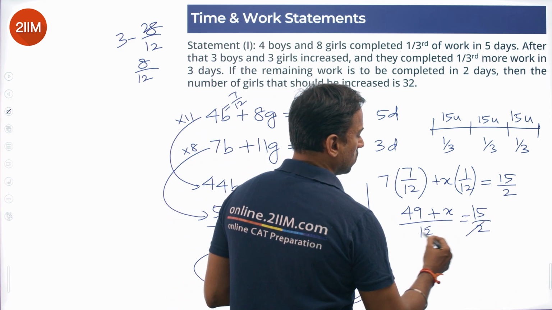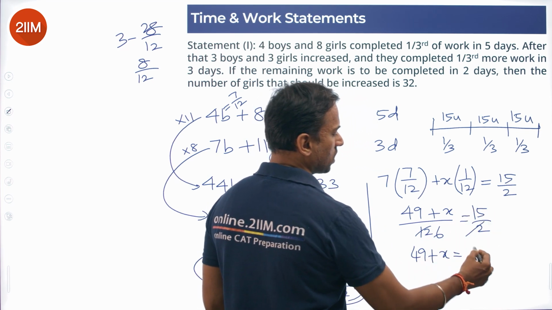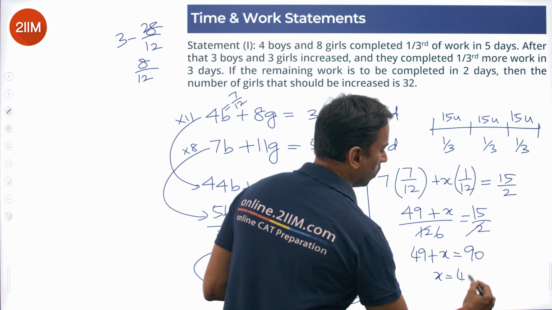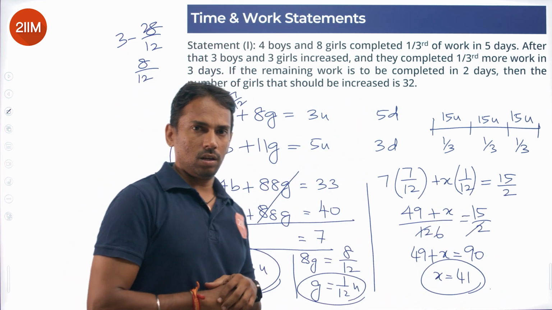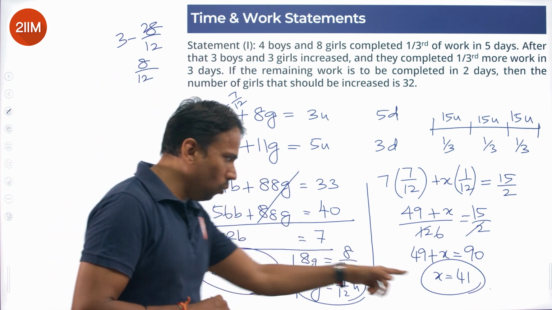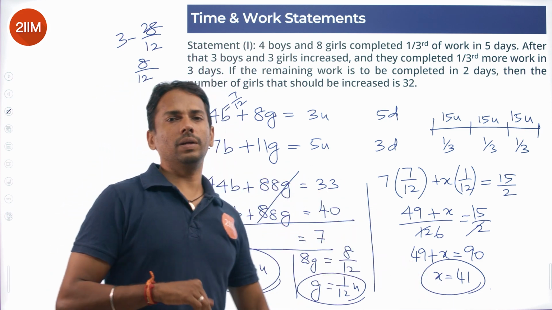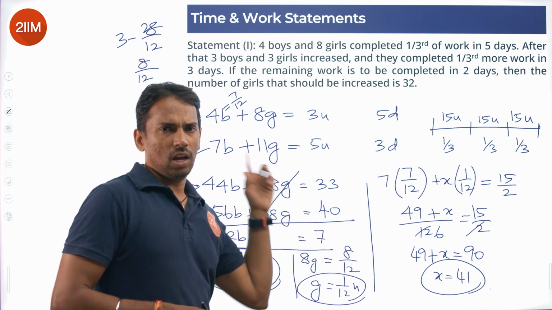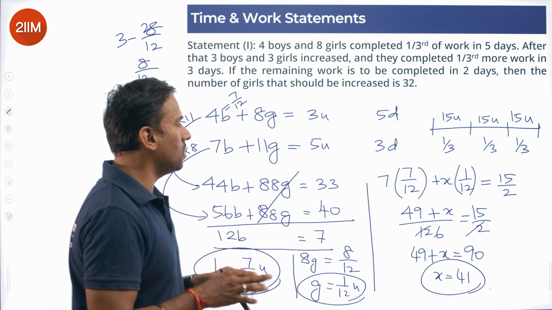We can cut this, it's 6 times. So 49 plus x is going to be equal to 15 times 6, which is 90. That means x is equal to 90 minus 49, which is 41. So we need 41 girls to do this. Already the team has 11 girls. Now there should be 41 girls. 11 is becoming 41, which means there are 30 more girls. The number of girls increase is 30.